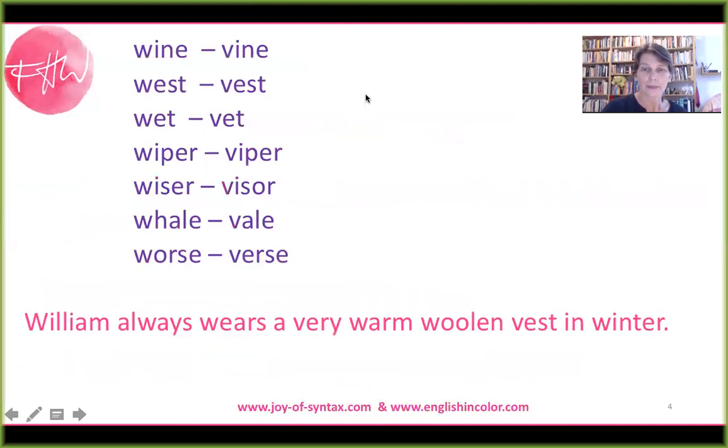Here are some cool minimal pairs. Wine, vine, west, vest, wet, vet, wiper, viper, wiser, visor, whale, veil, worse, verse. Or verse. Actually, I switched to British English. You know why? Because I was thinking of the book that I got these minimal pairs from and this example sentence. And I was just thinking that I need to show you the book. And boom, I switched to British English.